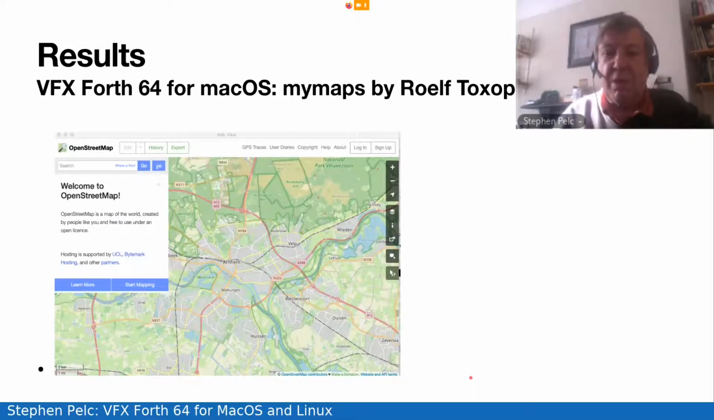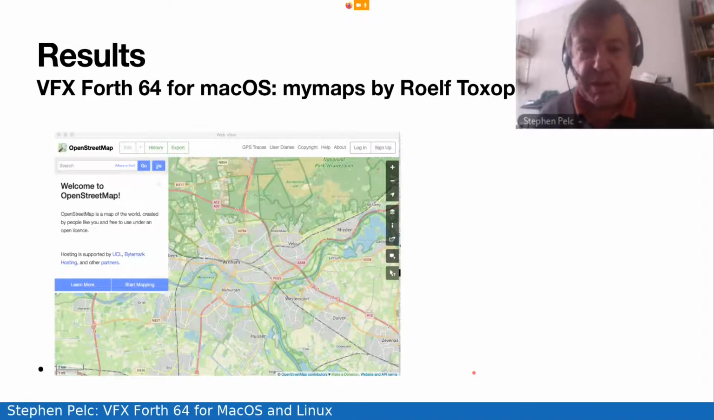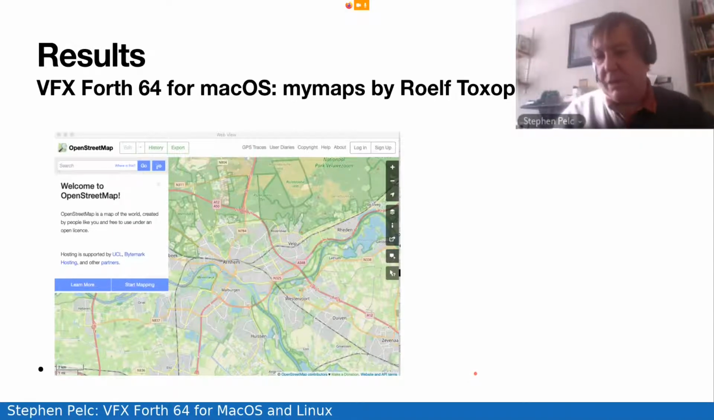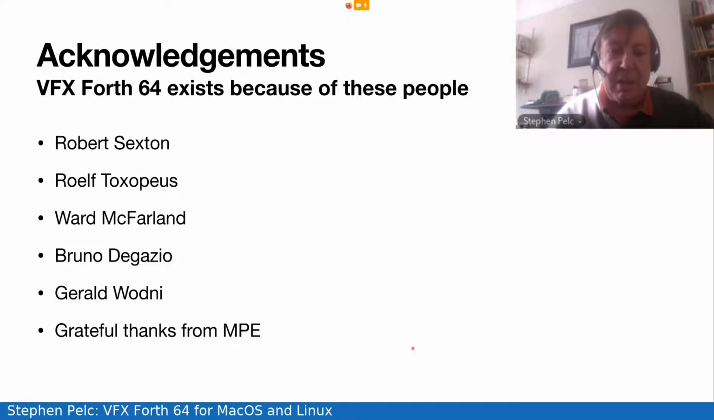So here's an example of a VFX Forth for macOS app. This is a mapping interface, a program called MyMaps by Rolf Toxopius, and it just works. It really is quite magical. But what else can I say? Thank you, Rolf. So the VFX Forth 64 exists because of these people. They either contributed things, or these are the alpha and beta testers for us, and they have our considerable thanks.